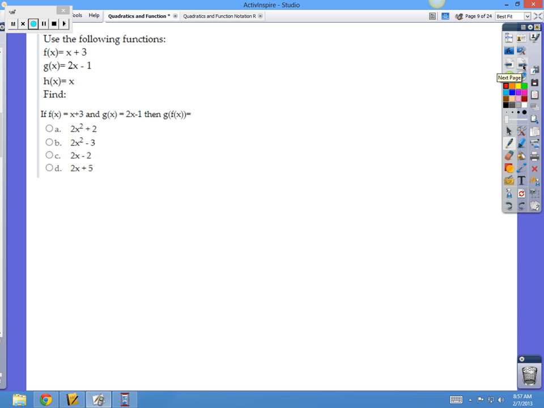Okay, it becomes a little bit more abstract now. So they want you to do a composition. This is the same thing as G compose F. So they're gonna ask you to take the function f, and they give it to you right here. So they don't want you to substitute in a number, they want you to substitute in an algebraic expression. So you're gonna take f and you're gonna sub it in to G.